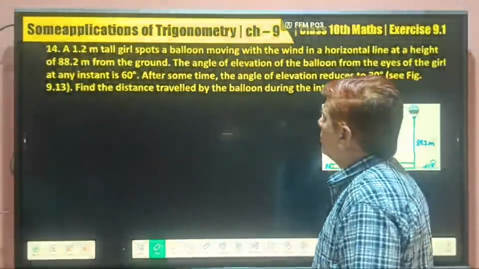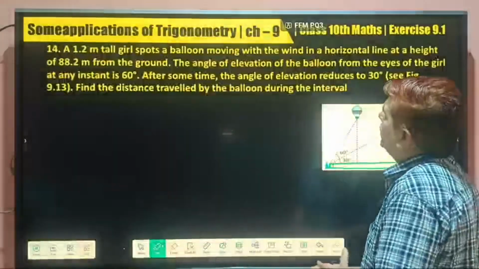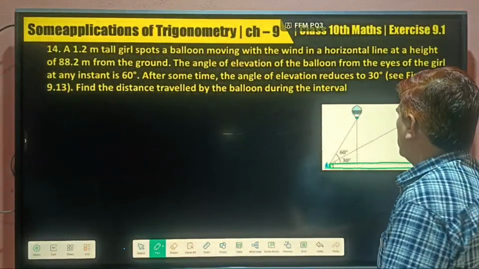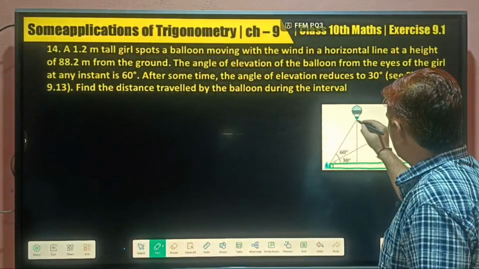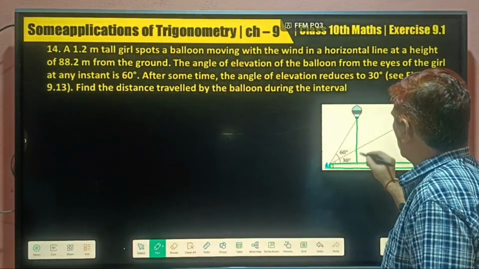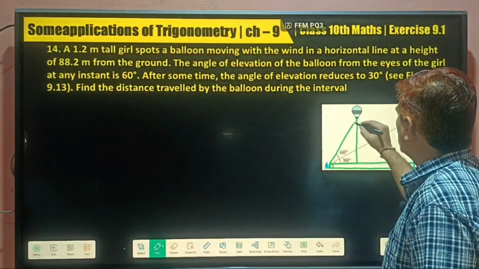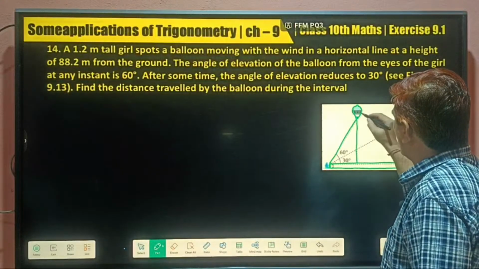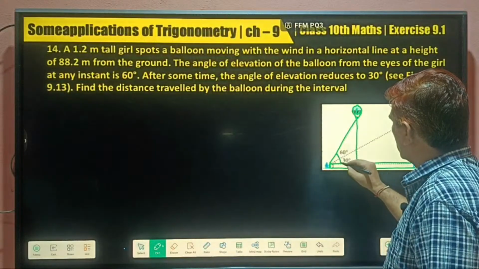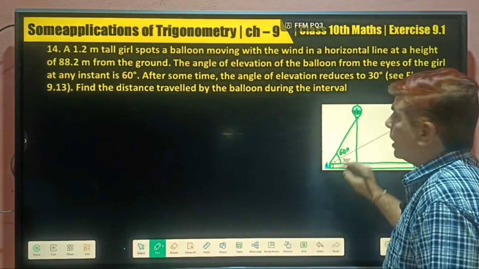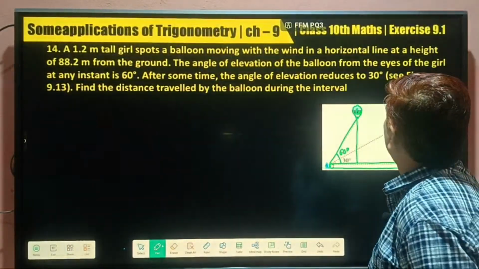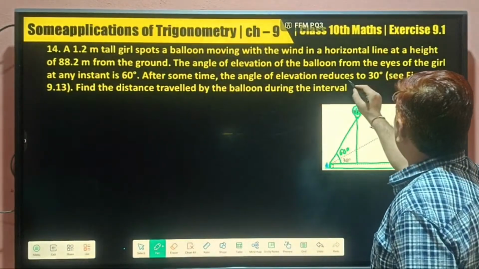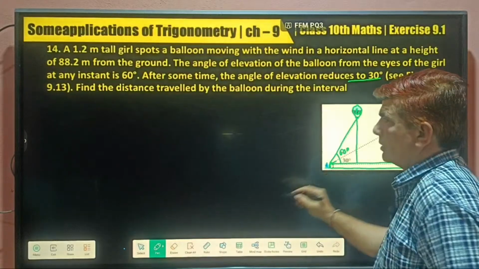How much? 1.2 meters. The angle of elevation of the balloon from the eyes of the girl at any instant. In the starting, the balloon is here. So the angle of elevation at the eyes of the girl is how many degrees? 60 degrees. After some time, the angle of elevation reduced to 30 degrees. So it is moving like this.